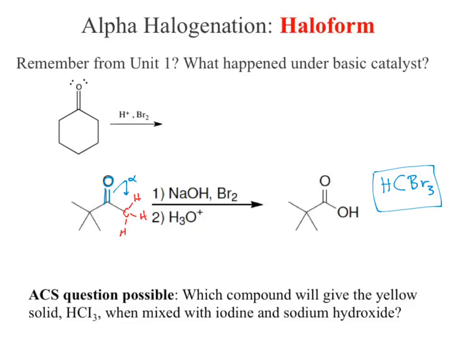How this gets asked as an ACS question: which of the following compounds gives the yellow solid CHI3 when mixed with iodine and sodium hydroxide? It is the exact same thing as we just looked at up here, except instead of it being bromine, it's now I2. And instead of it being CBr3, it is now CI3. That compound, CHI3, is iodoform.